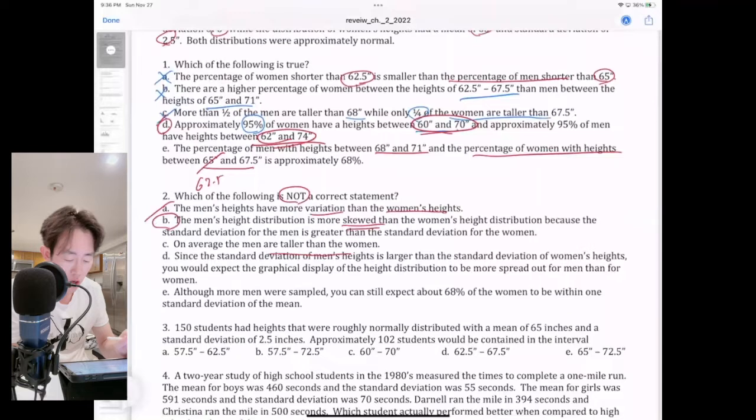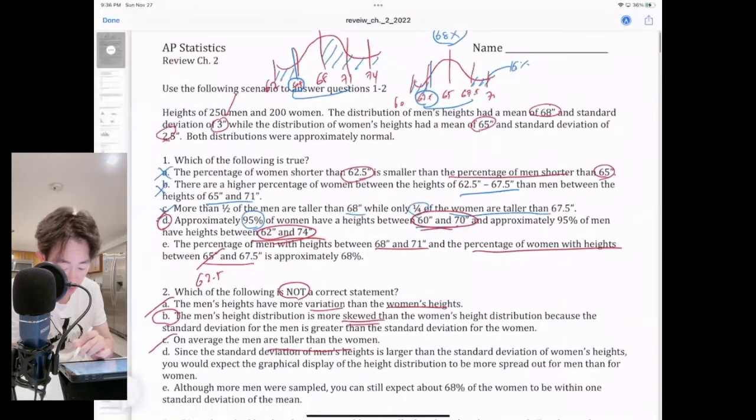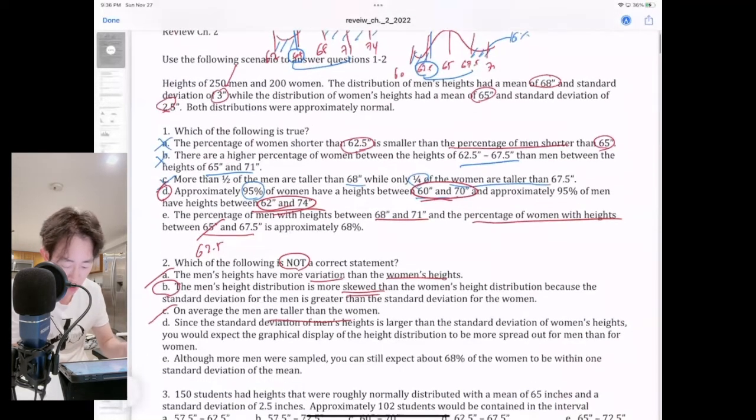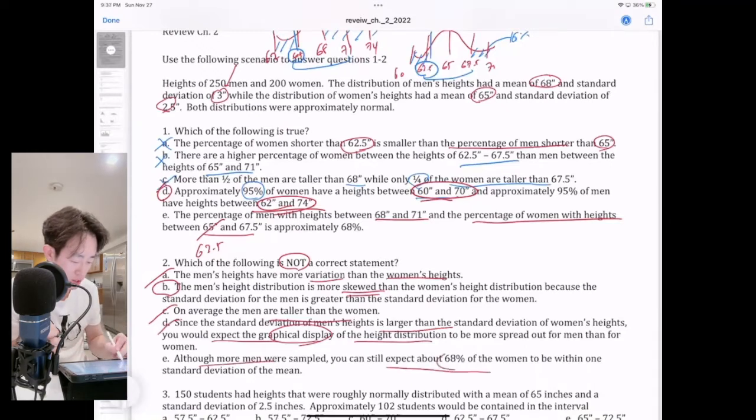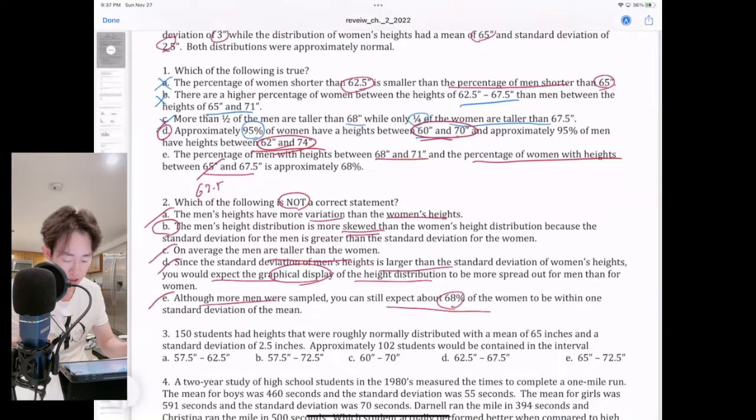On average, men are taller than the women. That is definitely true because the average is obviously taller. Since the standard deviation of men's height is larger, you would expect the graphical display of height distribution to be more spread out for men than women. Yes, absolutely true. Although more men were sampled, you can still expect about 68%. Yes, that's absolutely true. So B is the complete nonsense here.